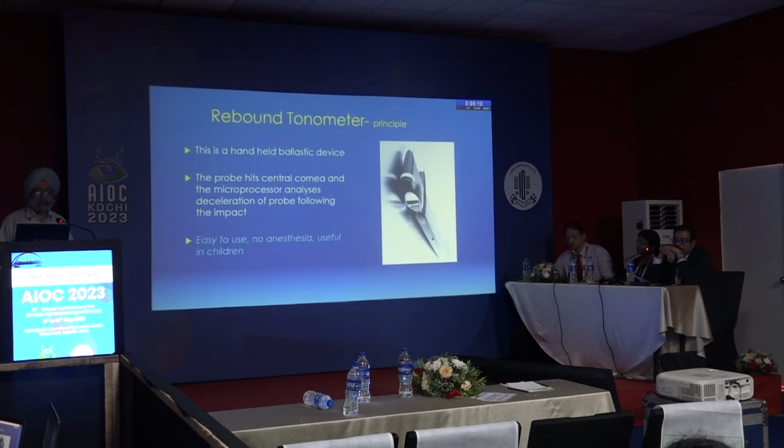The rebound tonometer, this is a handheld ballistic device. The probe hits the central cornea and the microprocessor analyzes the deceleration of the probe following impact. It's easy to use, needs no anesthesia, so it is useful in children.